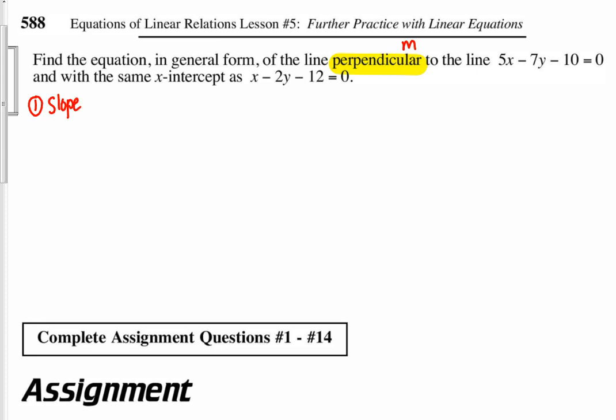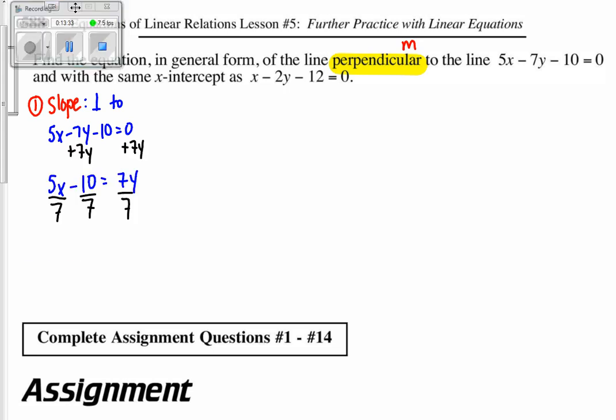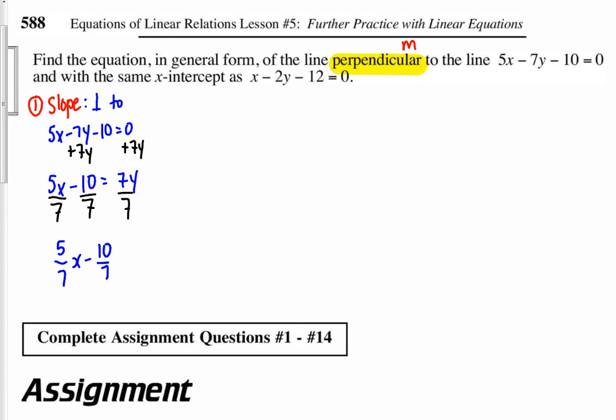And we're going to get that because we are perpendicular to 5x minus 7y minus 10 equals 0. Okay, you should have had 5 over 7x minus 10 over 7 equals y. So the slope of this line is? This line is 5 over 7, so what's our slope? Negative 7 over 5. Good, that's our slope.